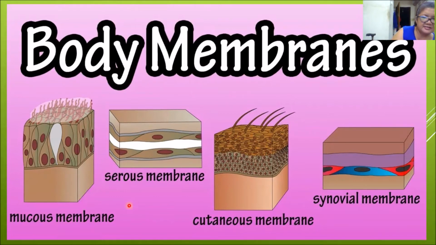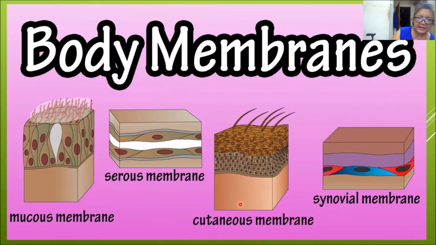And the serous membrane here, as I have said earlier, has two layers. It is a smooth tissue membrane consisting of two layers of mesothelium. And there will always be a secretion for a serous membrane. And the cutaneous membrane is the membrane of the skin. So here you have the skin.